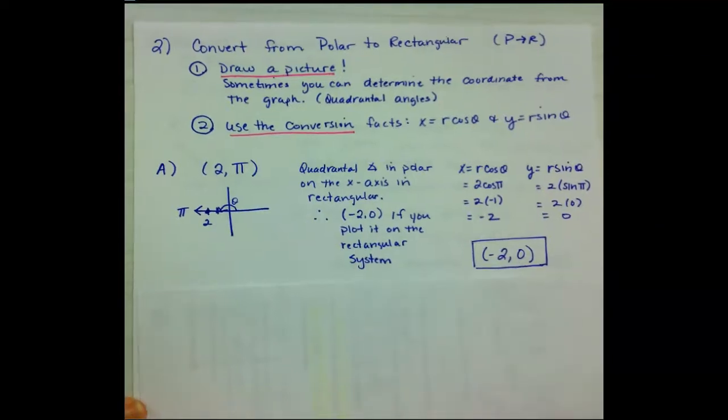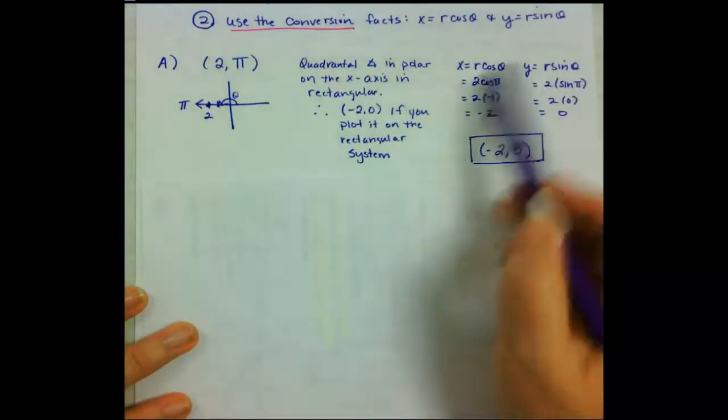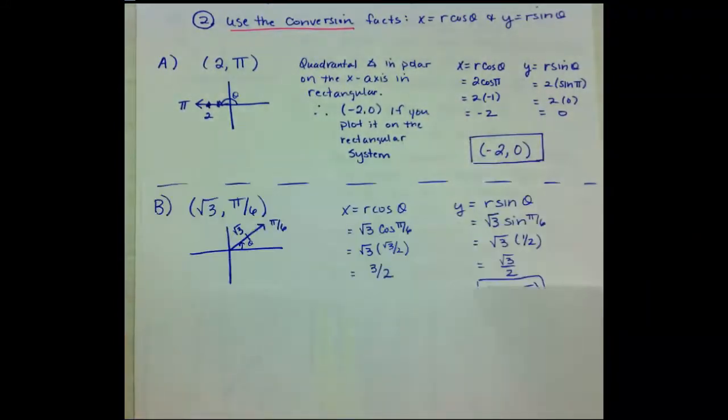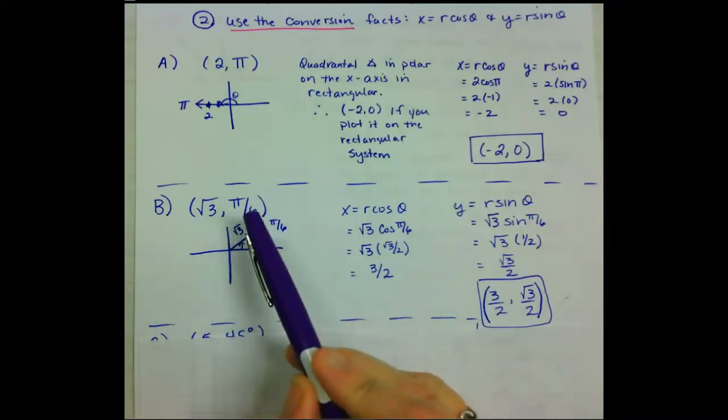So that's how we do the points. When you can't tell from just looking at it, then you're definitely going to go to this step right here to do the calculation. All right, so the next one, the point was root 3, pi over 6.